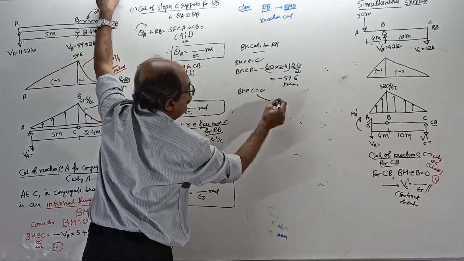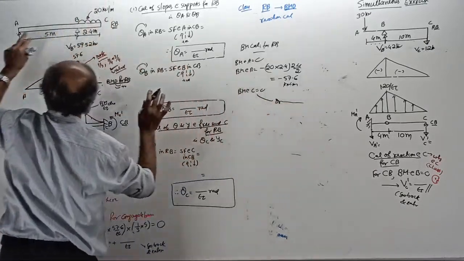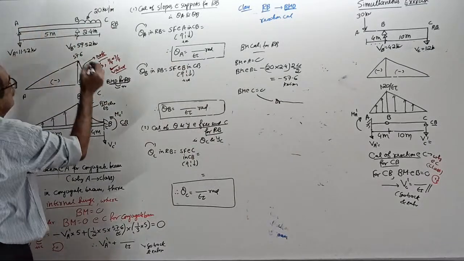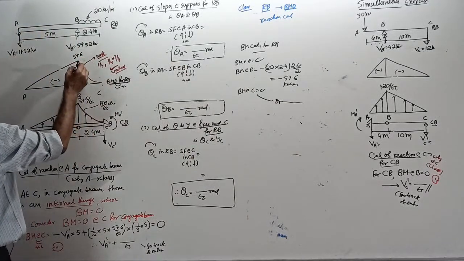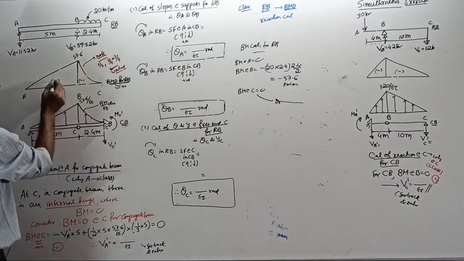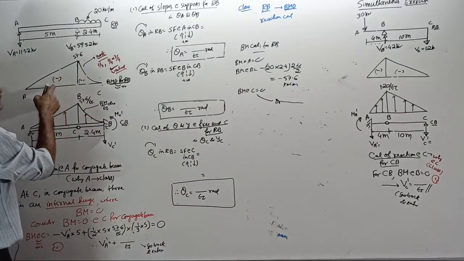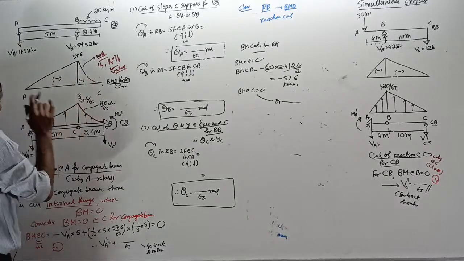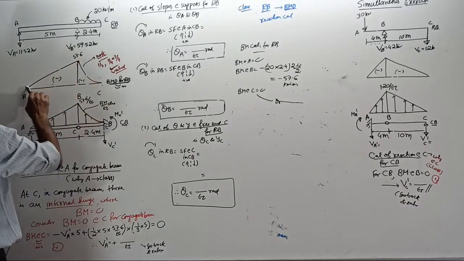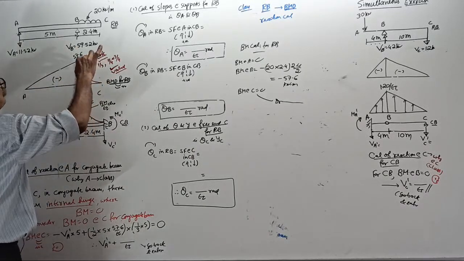Now draw the BMD for the real beam. Start. 0 here, 0 here, here 57.6, negative. Usually we don't write it on the downside; sign required, minus. This also minus. And remember, this is linear variation, this is parabola.